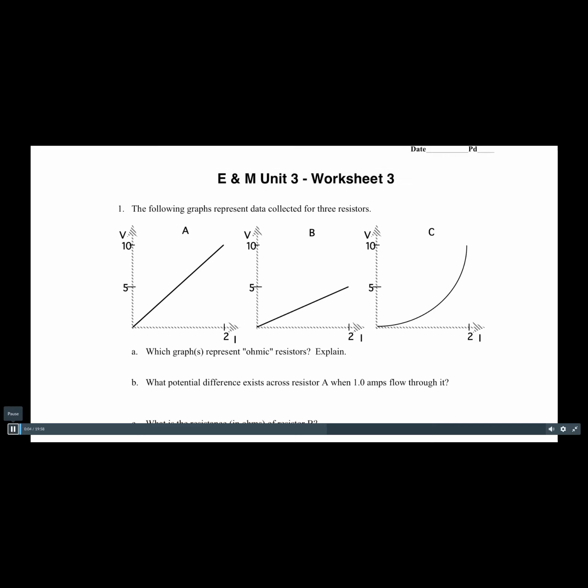We're going to talk about Unit 7. This is Unit 7, Worksheet 3. The first part talks about Ohm's law and goes over some graphs that are similar to what we saw in the simple circuit lab.